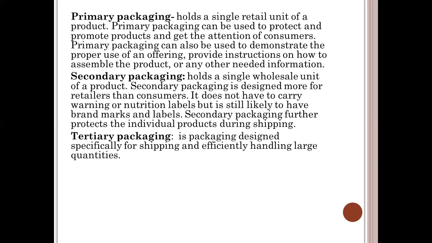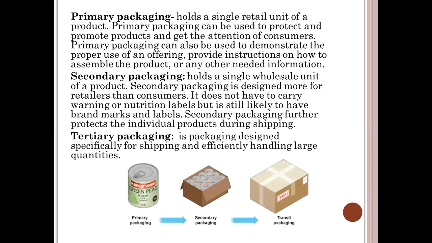And last is the tertiary packaging, and it is the packaging designed specifically for shipping and efficiently handling large quantities. So this is an example. We have the primary packaging, so it is in a can. It has a label and it has the nutritional facts, expiration label, and so on and so forth.